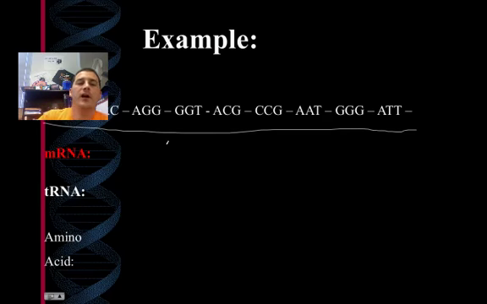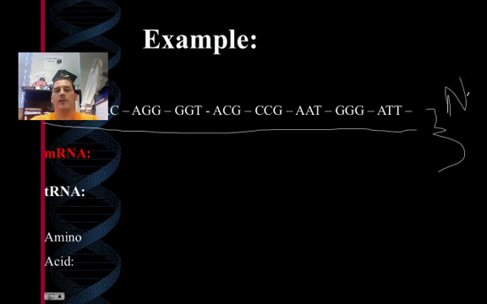So here we go. We've got our DNA strand. It's going to make RNA. This first step right here is going to occur in the nucleus. It's going to happen in the nucleus because we're copying DNA, and that's where DNA is located.